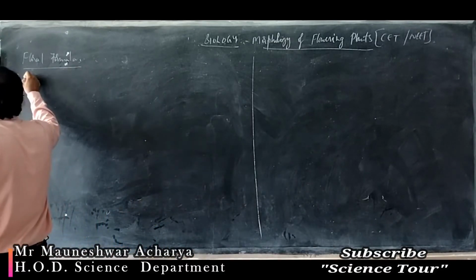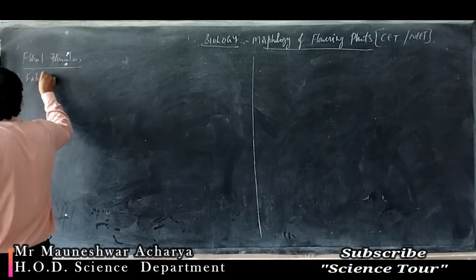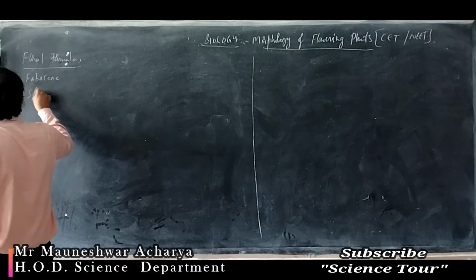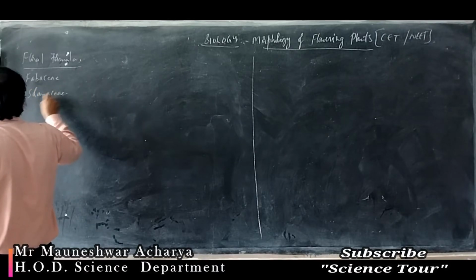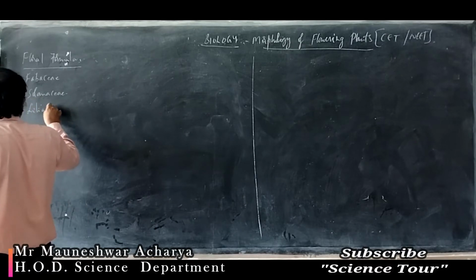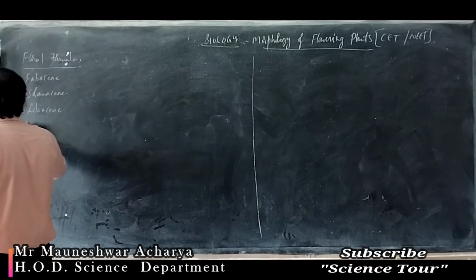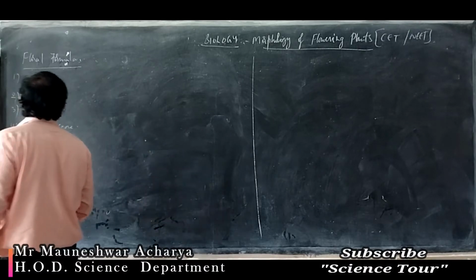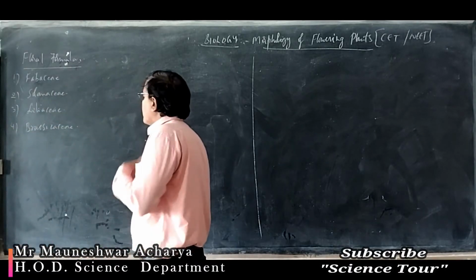First one is Fabaceae, second one is Solanaceae, third one is Liliaceae, and fourth one being Brassicaceae. First, second and last.